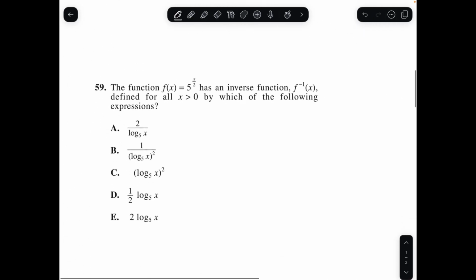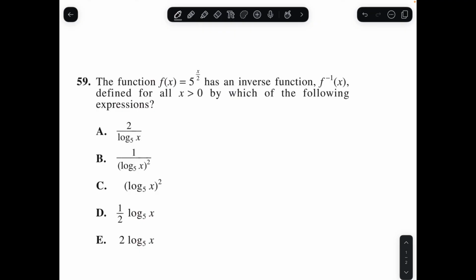On to question 59. This one's a tricky one. It says the function f of x equals 5 raised to the power of x over 2 has an inverse function, f negative 1 of x, defined for all x greater than 0 by which of the following expressions?